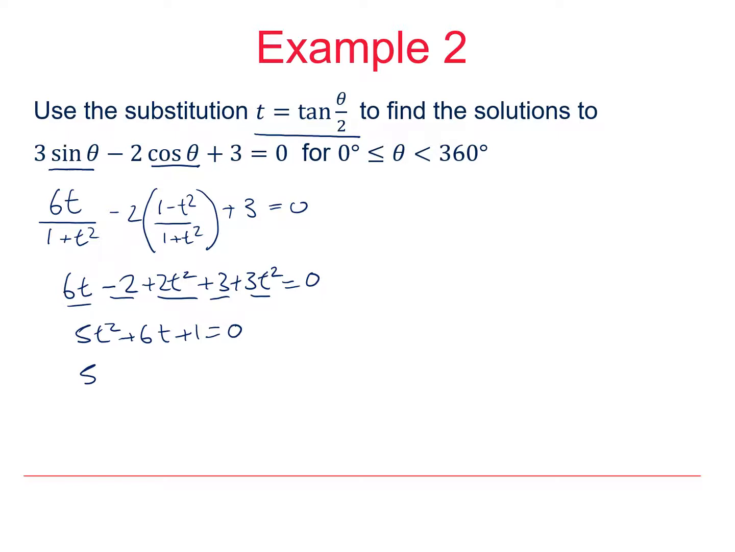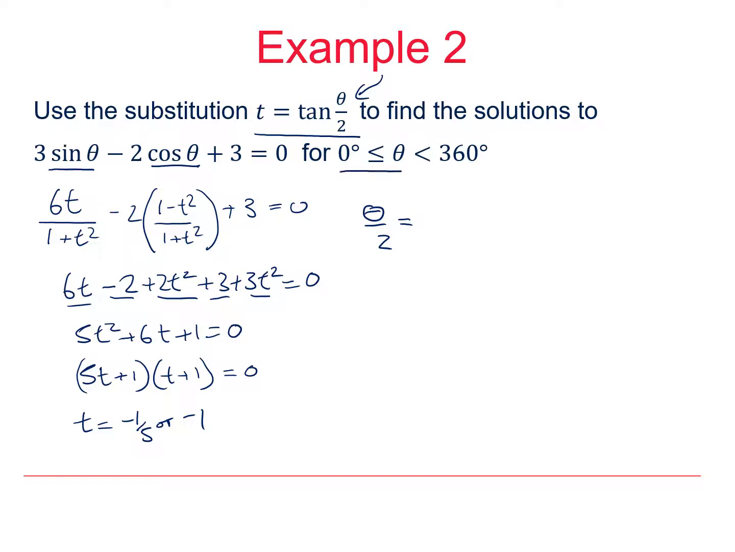Factorising, we end up getting 5t plus 1, t plus 1, equals 0, so t equals negative 1/5 or negative 1. Now t is tan theta over 2, so if I inverse tan those two values, I'll get my value of theta over 2.